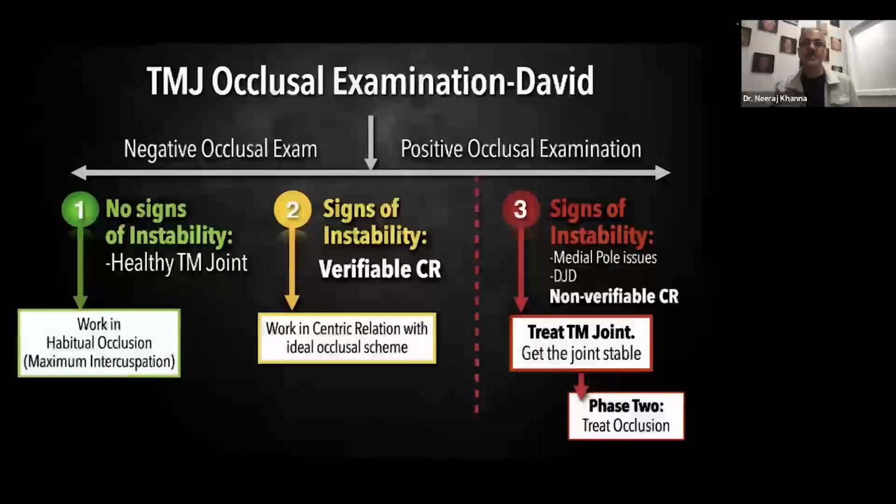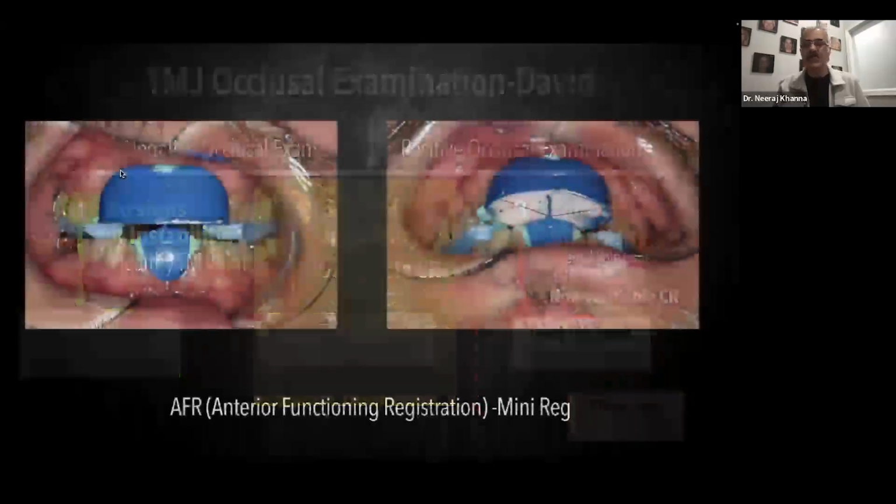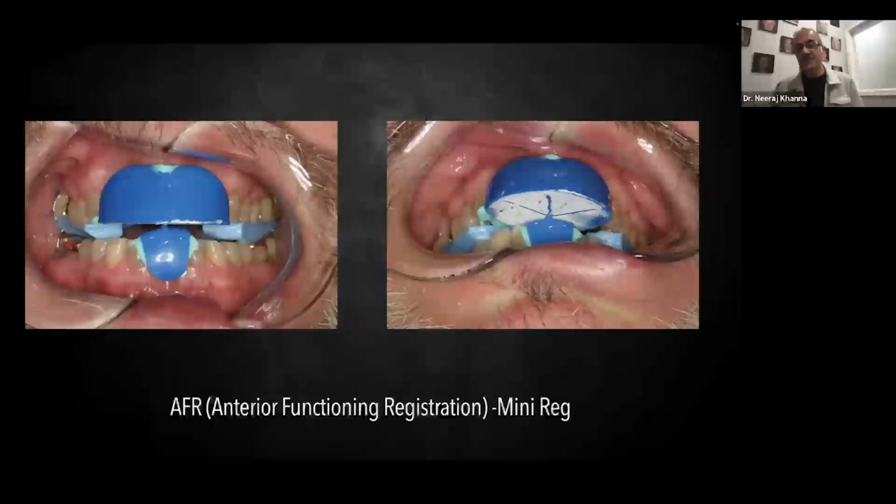But generally speaking, any patient that has signs of instability, we consider a yellow patient, meaning we have to work in centric relation to create the ideal occlusion for him. If we are not in those areas, then it's either going to be a red joint or a green joint patient. This is called the anterior functioning registration.